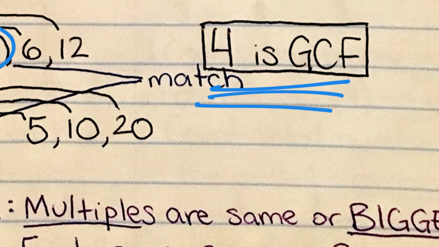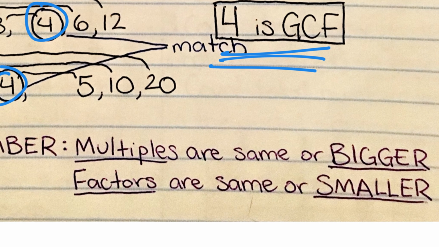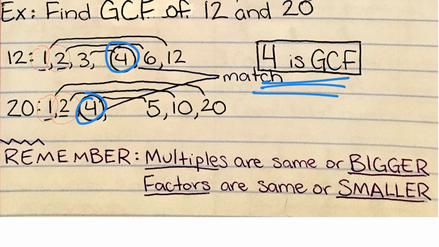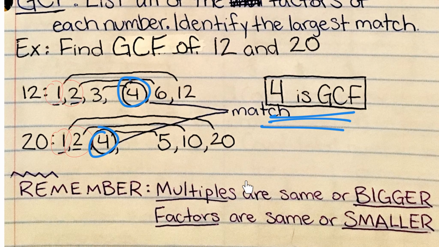And down here at the bottom, I put in just a little helpful reminder if you ever forget what a factor is and what a multiple is. It says, remember, multiples are the same or bigger, factors are the same or smaller. So multiples start with whatever the number is and get bigger. Factors start with 1 and only reach a height of the number itself. So factors are smaller, multiples are bigger. Anyway, hope that helps. It'll be a nice reference for you in your notebooks if you ever need it.